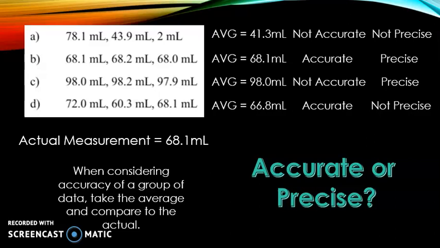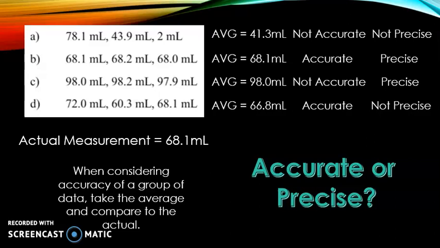Letter C, their average was about 98 milliliters. Now that's pretty far away from the actual measurement of 68, so they are not accurate. However, the measurements were at least close to each other, so they are precise. So at least they're doing something consistently.